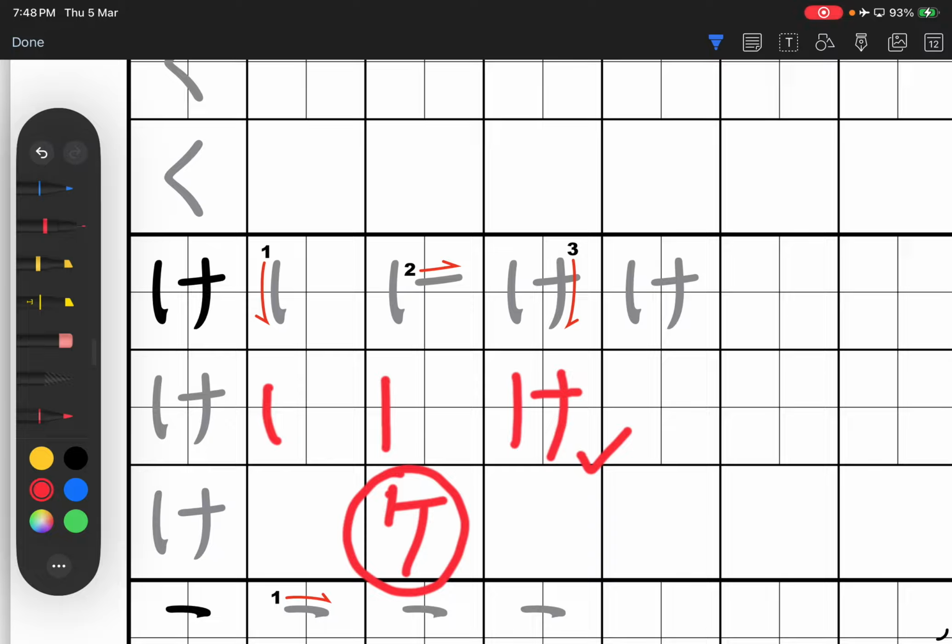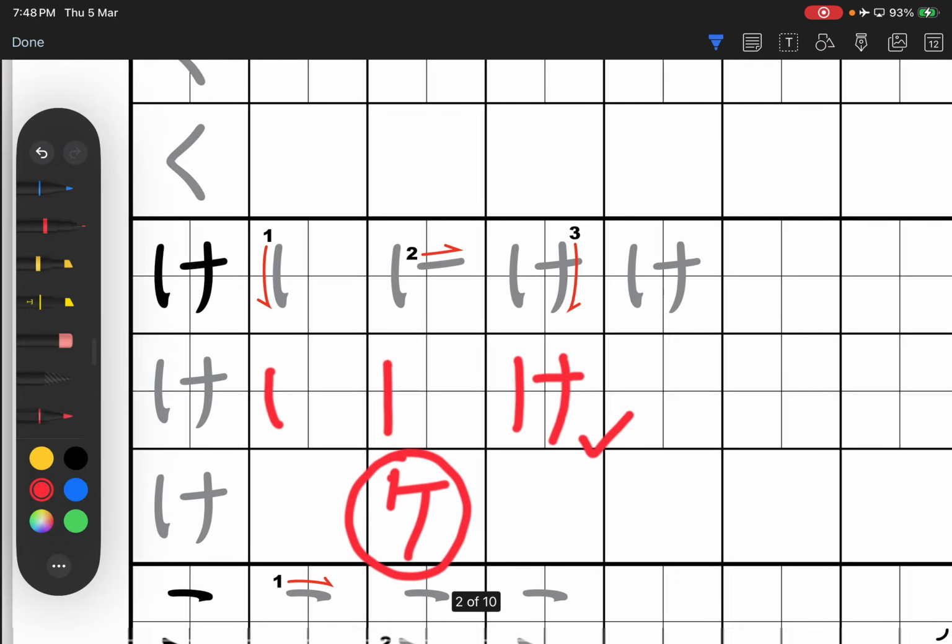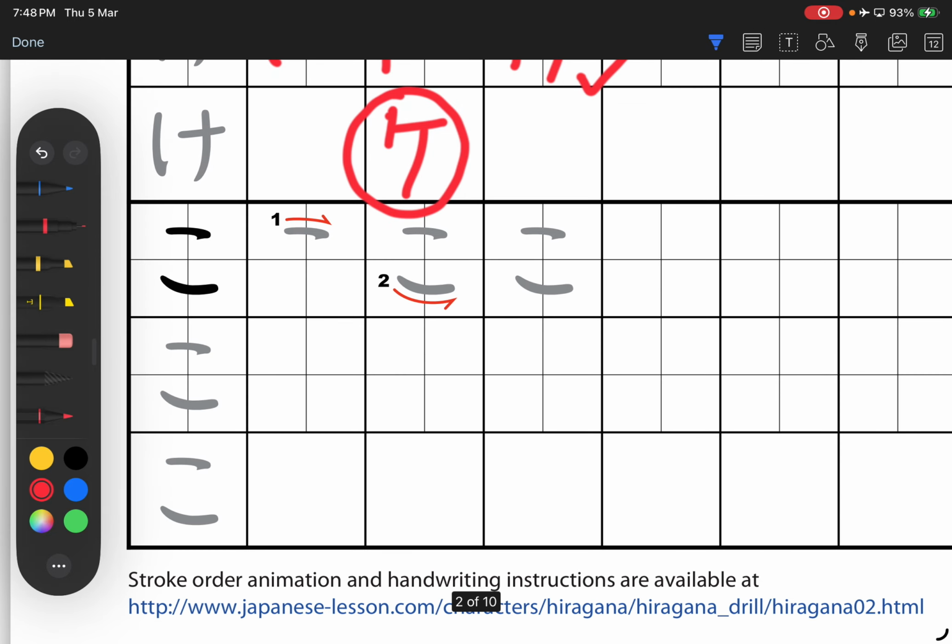Don't need to hook up, I'm not doing a calligraphy class, so don't worry. Don't be too particular about the hook up and stuff like that. Okay? My handwriting, many Japanese people have vouched for it already, so don't worry. I know what I'm doing. Trust me. Okay? Next, we have go.